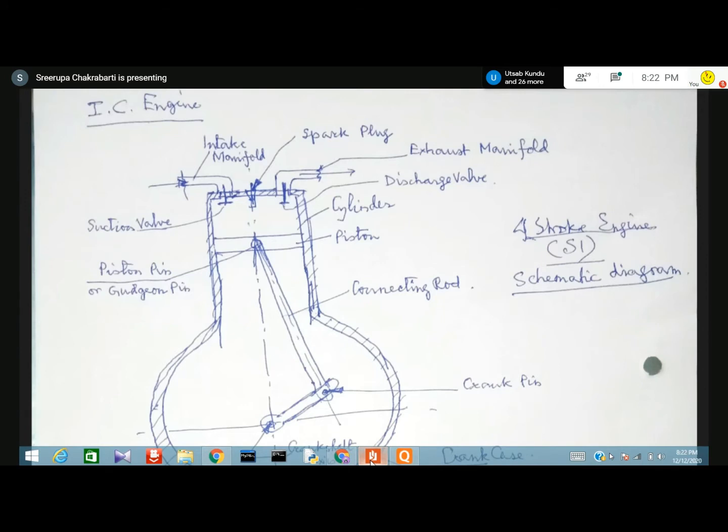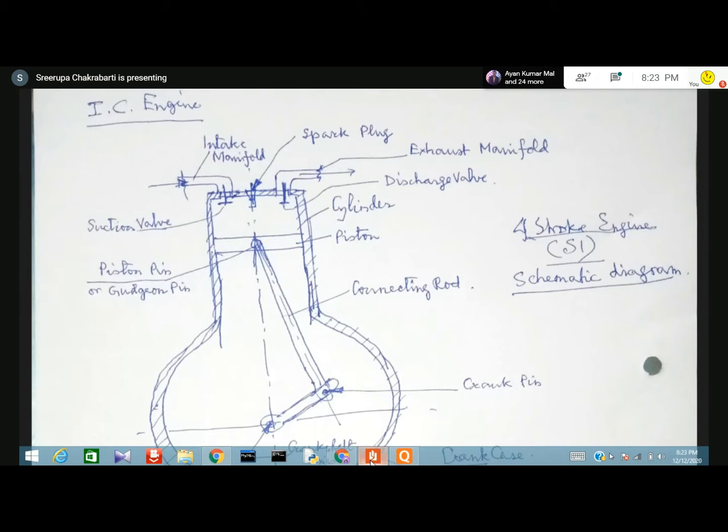So that is one part, and now you can see that this spark plug is sitting at one end of the cylinder, in between the two valves. Two valves, one is the suction valve and the other is the discharge valve. So then we come to the piston. Just go down and you will see the piston. It is again a reciprocating type of component which is free to reciprocate.